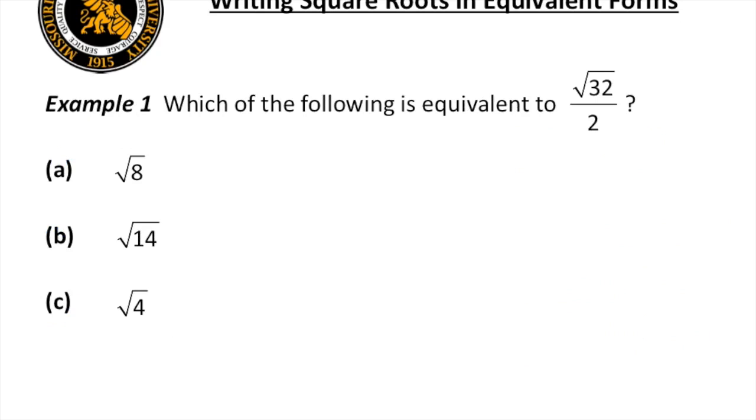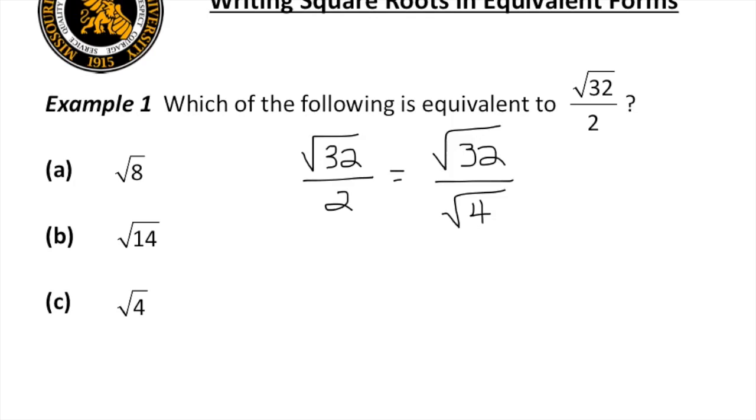In example 1, we have a multiple choice question in which we're asked to determine which of the following is equivalent to the square root of 32 over 2. So, in order to answer this question, we apply that first property from the previous slide to the denominator. The 2 can be written as the square root of 2 squared, or 4. Now we apply property 3, which tells us we can write this as a single square root, completely over the 32 over 4.